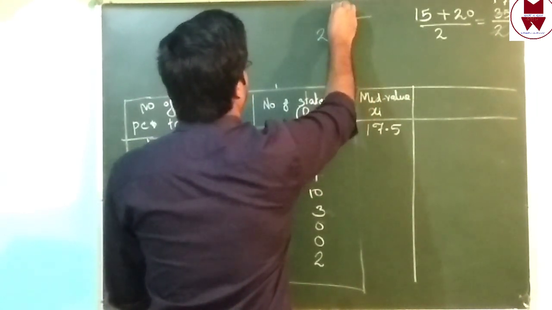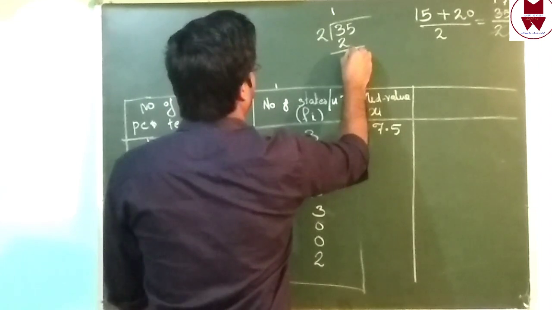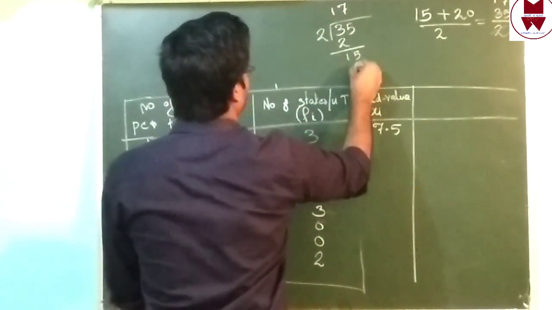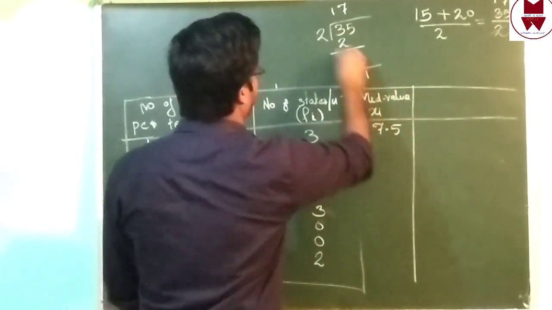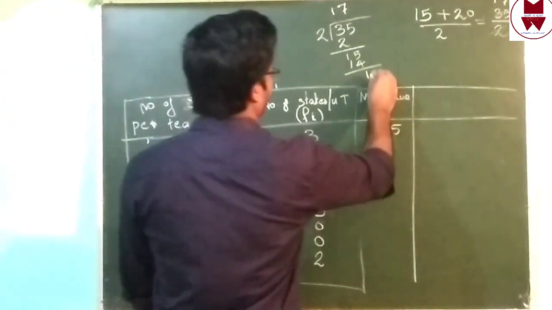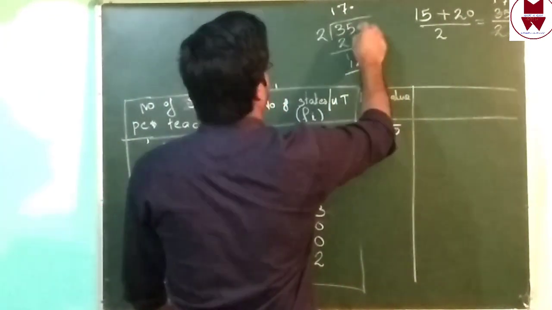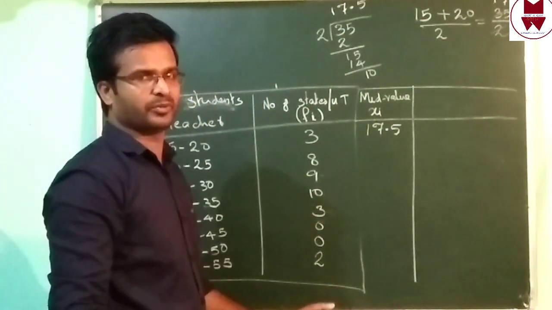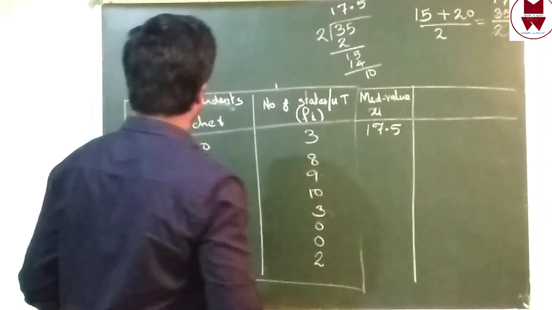In 3, 1 time, 1 into 2, 2, then 1, 5. In 15, 7 times, 7 into 2, 14. Then 1. 1 divided by 2 we cannot do. Add 1 zero, same time 1 point. Then 10 divided by 2, 5. You will get 17.5. Isn't it? And then same like that.